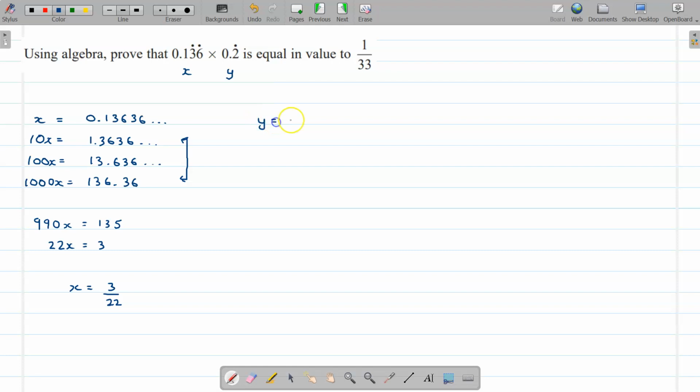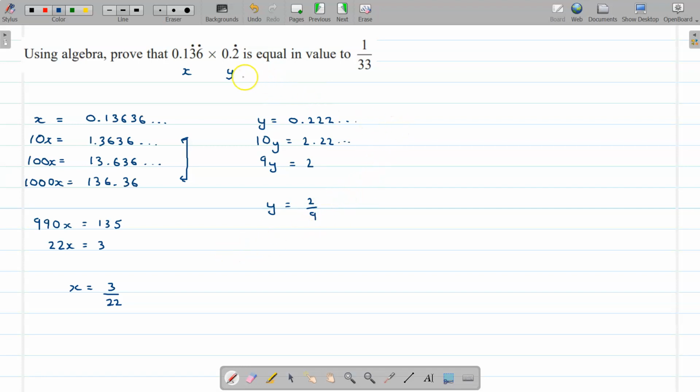Y is 0.222, etc. Okay, and therefore 10y is 2.22. Because they both contain the same decimal part, subtract them, we get 9y is 2. So therefore y is the fraction 2 over 9, 2/9.